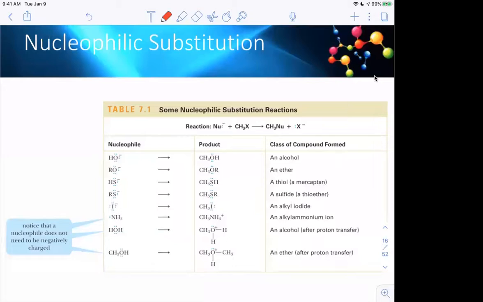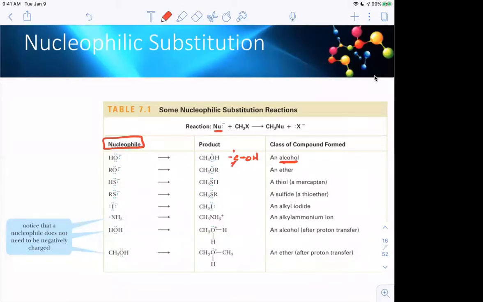Here's an example of these nucleophilic substitution reactions. So here I have examples of the nucleophile. And remember, I'm going to have the nucleophile forming a carbon-nucleophile bond. So when the nucleophile is hydroxide, I form a carbon-oxygen bond, whatever was on that carbon is still there, but that's going to form an alcohol directly.